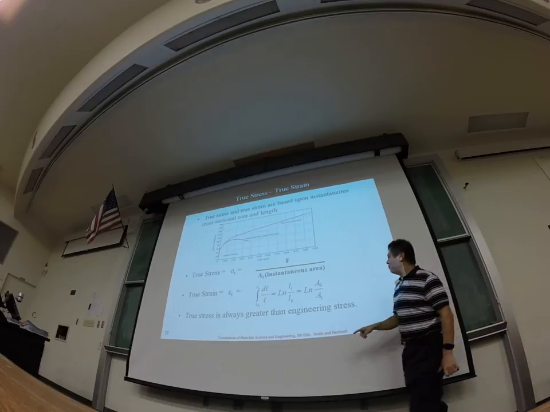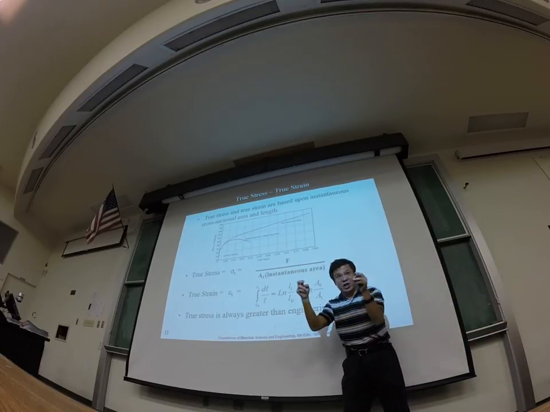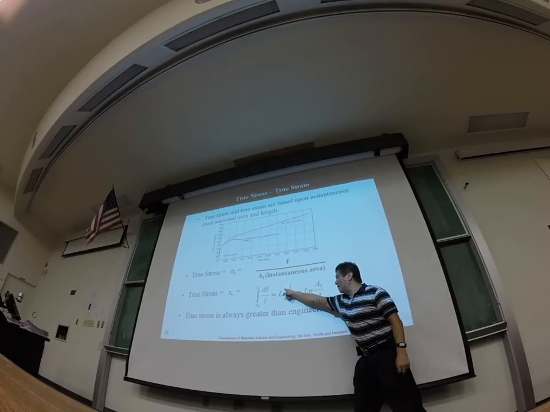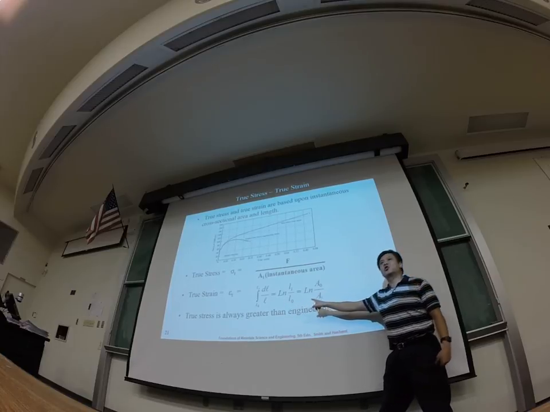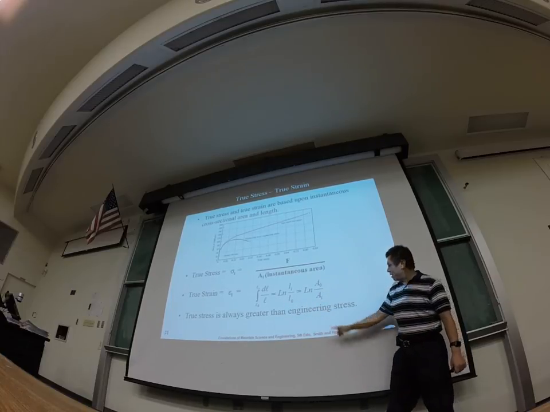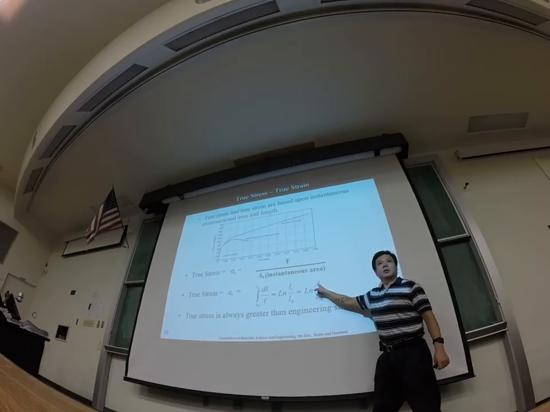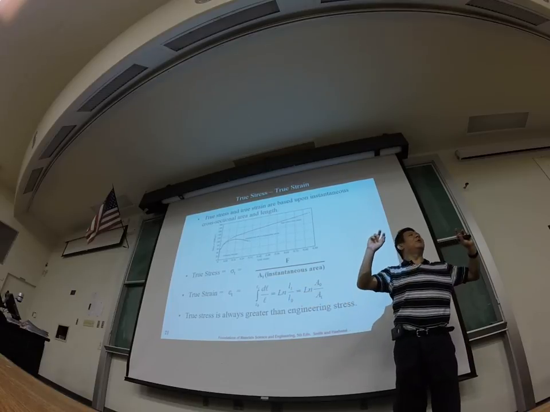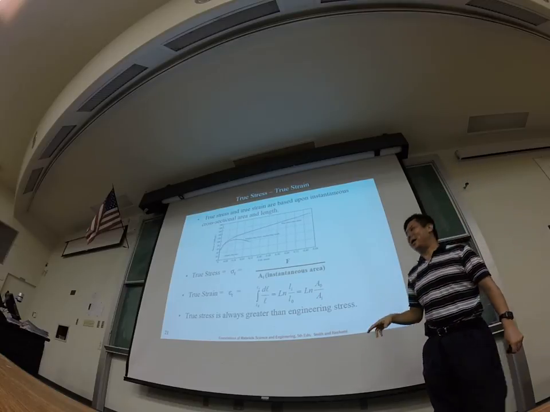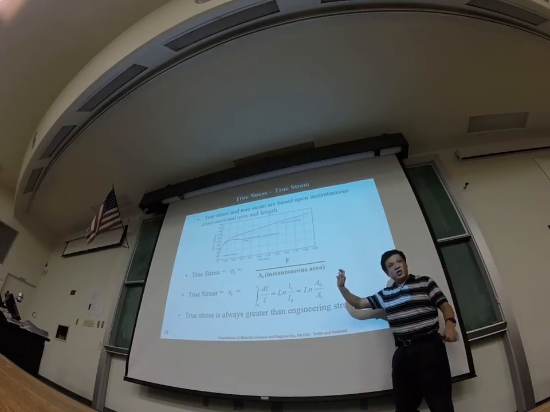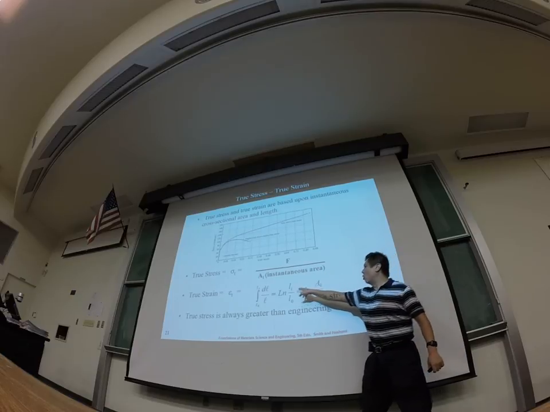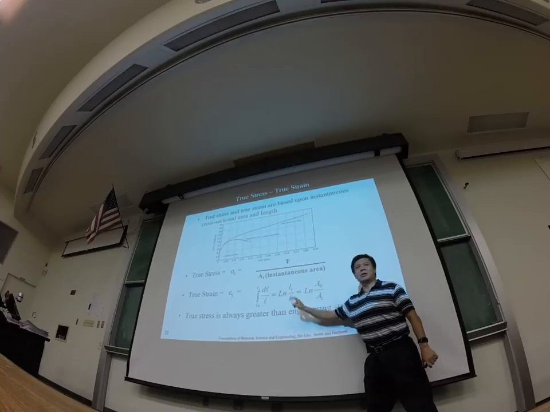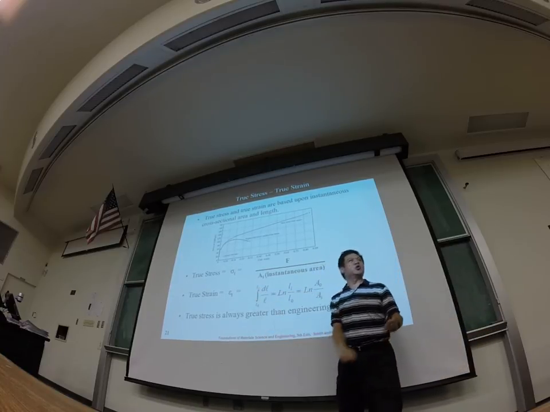Or another way: if we think the volume of the metal sample does not change, then we can convert these instant lengths and the original lengths to their cross-sectional areas, right? Because L naught times A naught should equal Li times Ai, because the volume of the metal does not change. So if you know the original cross-sectional area, or if you know the instant length of the sample and the original length of the sample, then we can easily calculate the true strain, right?